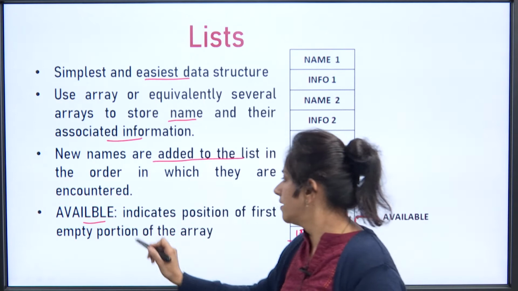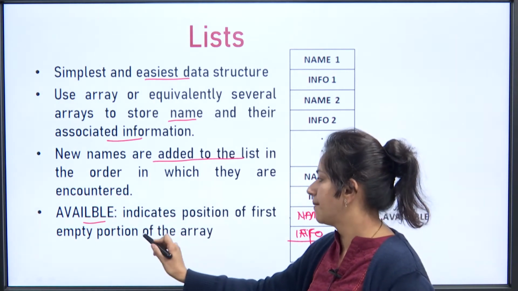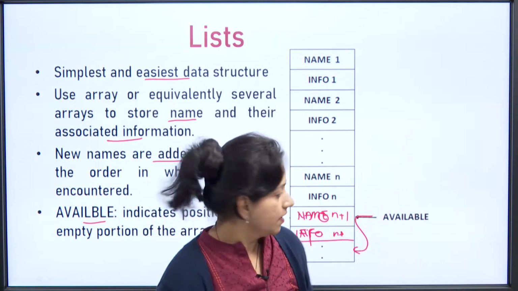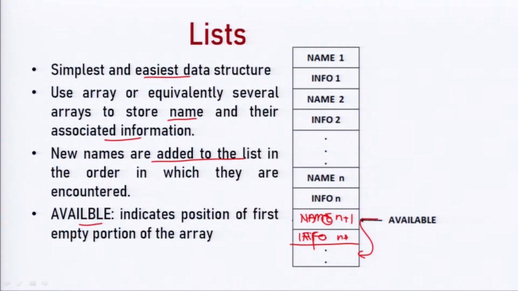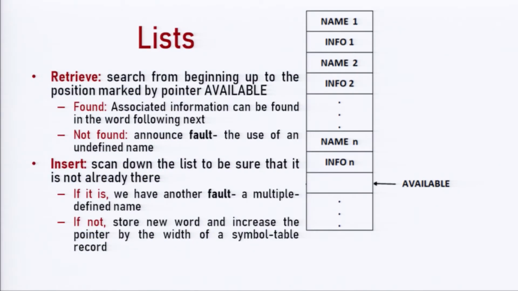Now, what is available? It indicates the position of the first empty portion of the array. So, it is this one. Next we perform 2 operations, retrieve and insert. Retrieve means we are searching for the record. So, here we search from the beginning up to the position marked by the pointer available. We start from here and check whether the name matches our searched name or not. If it is not matched, we move to the next index, and the next index, and we end here.